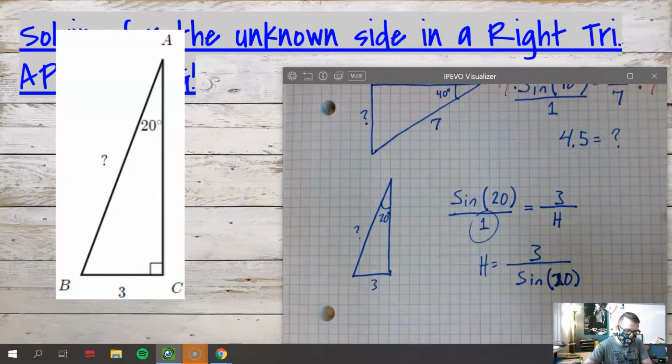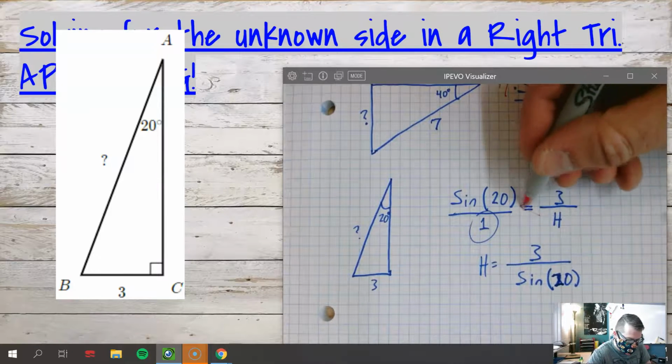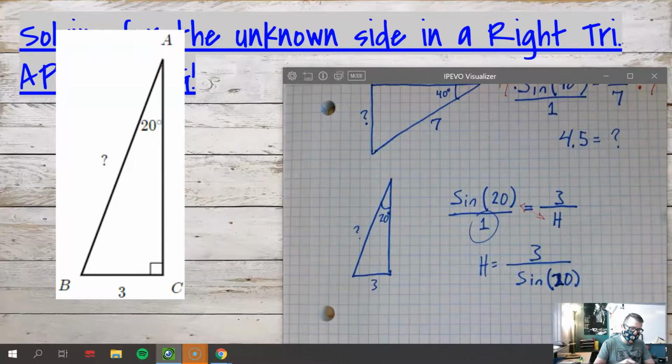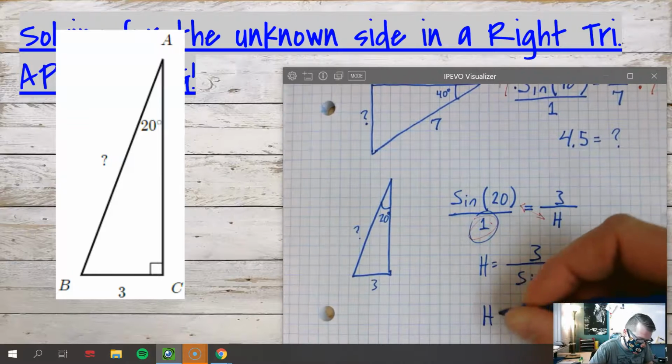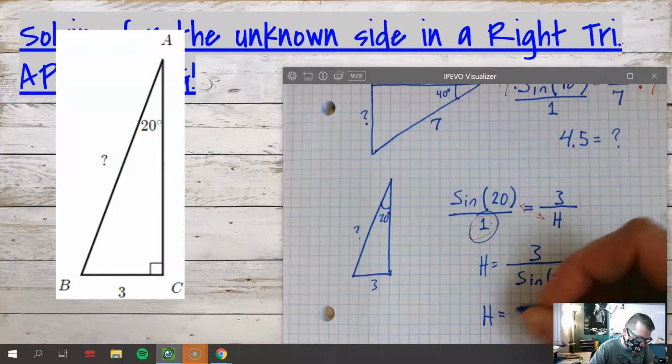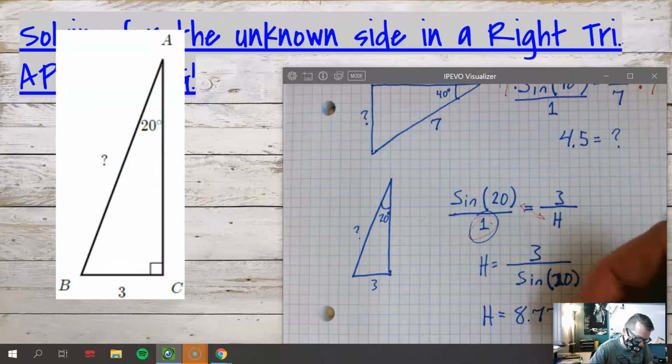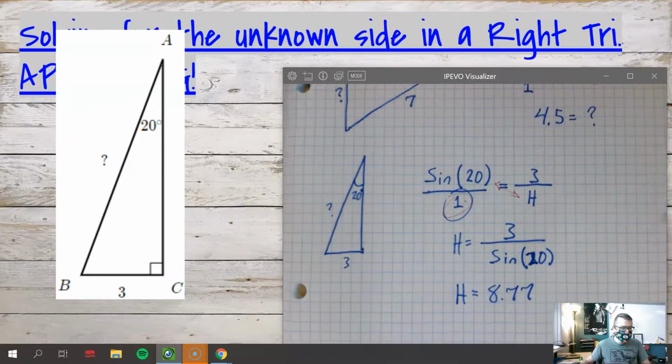So guys, if you remember that little trick from working proportions, these values can actually just swap places because this is a 1. So then in your calculator, type in 3 over sine of 20. As long as you're in degrees, you'll get that your hypotenuse, which of course should be the longest side of your triangle, comes out to be 8.77.